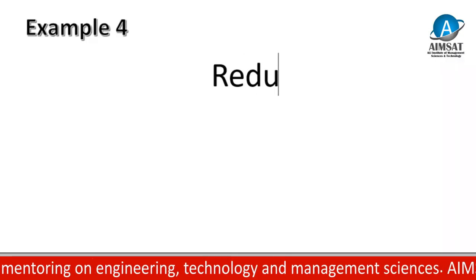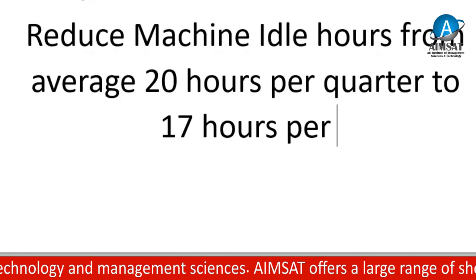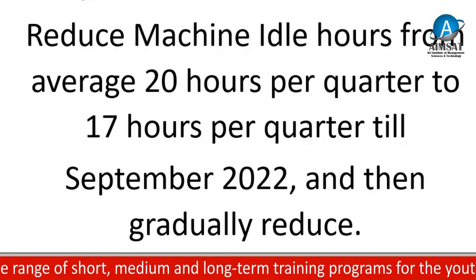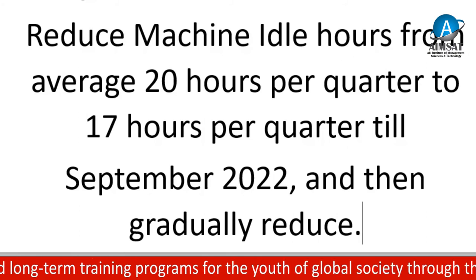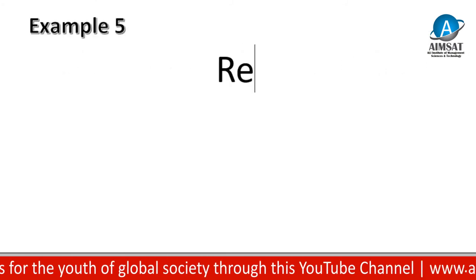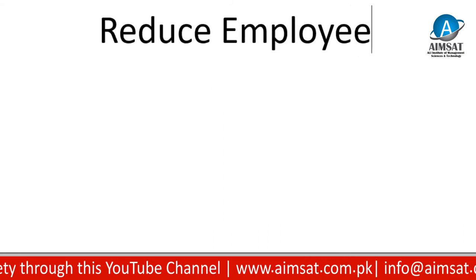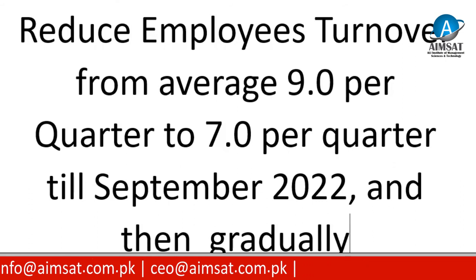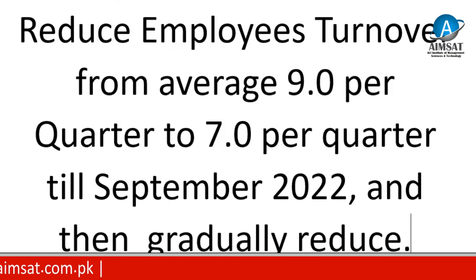Example 4. Reduce machine idle hours from average 20 hours per quarter to 17 hours per quarter till September 2022 and then gradually reduce. Example 5. Reduce employee turnover from average 9% per quarter to 7% per quarter till September 2022 and then gradually reduce.